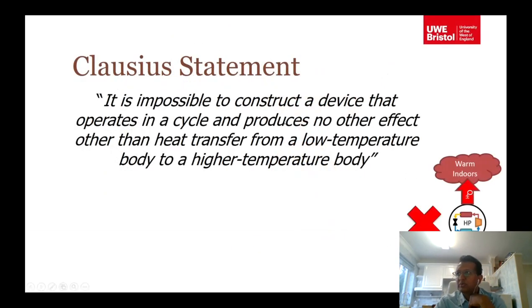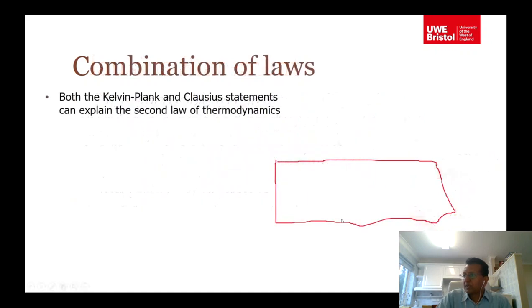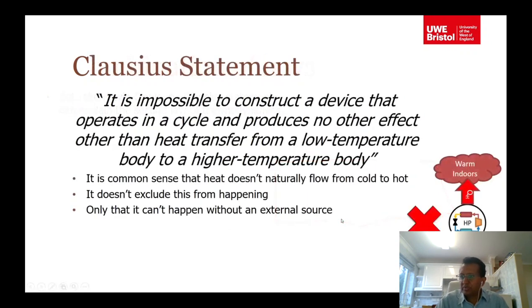Then again we talk about the Clausius statement. It is impossible to construct a device that operates in a cycle and produces no other effect other than heat transfer from a low temperature body to a higher temperature body. So Clausius said that the work into a heat pump or a refrigerator can't be zero. It's a natural phenomenon that heat cannot flow from a cold object to a hot object naturally.